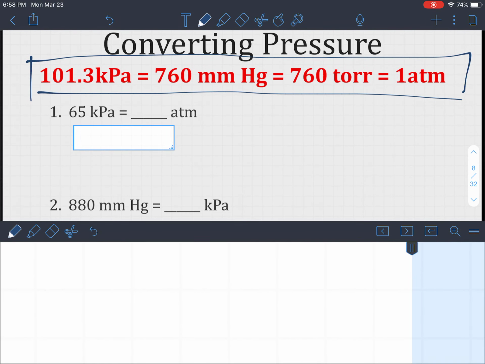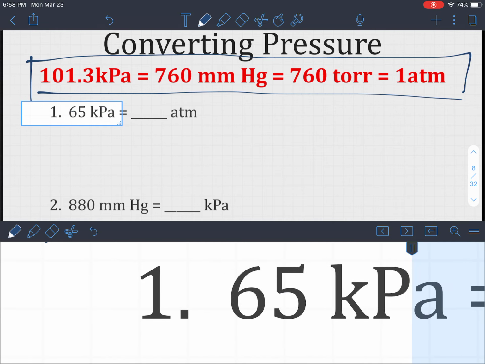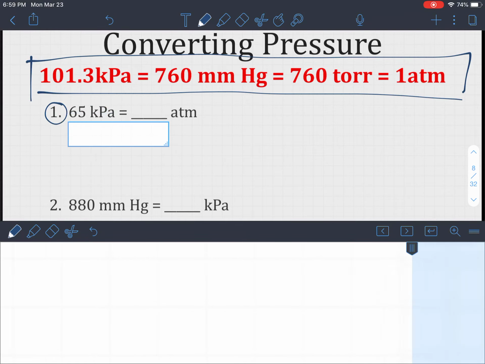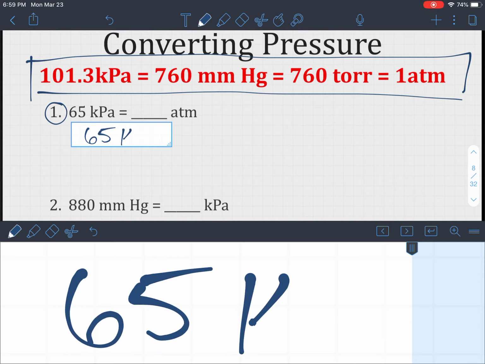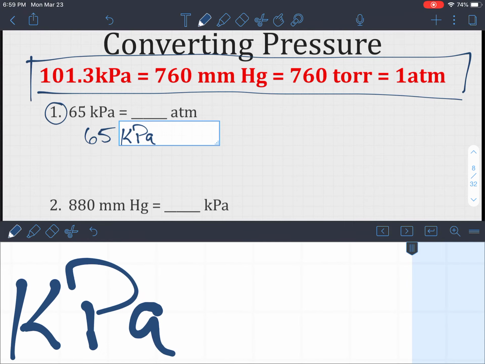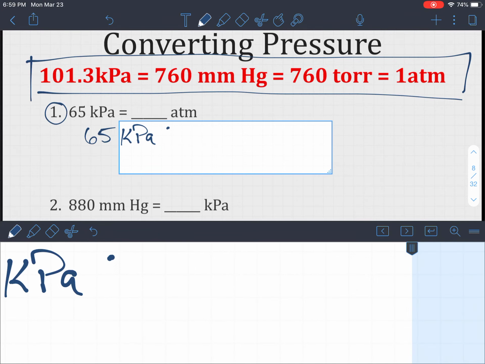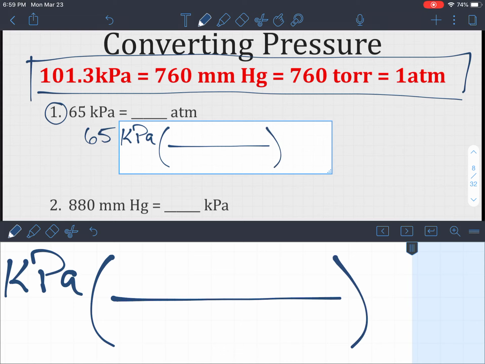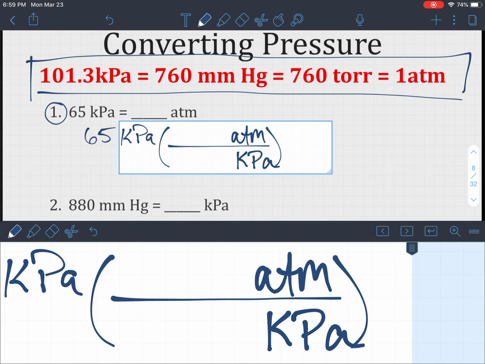between units. So we see here in this example number 1 that we have 65 kPa. And I'd like you guys to convert it to atmospheres. So we're going to set up a conversion factor here. Whatever unit you start with immediately goes to the bottom of the conversion factor. So we put kPa at the bottom. The desired unit is at the top. So we have ATM up top.